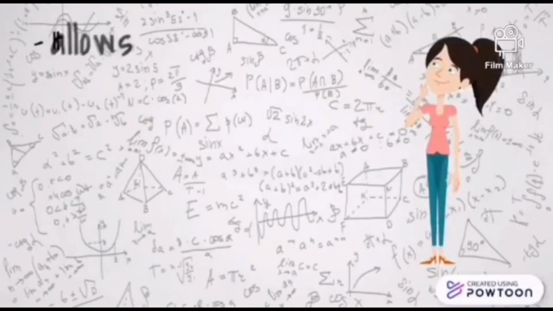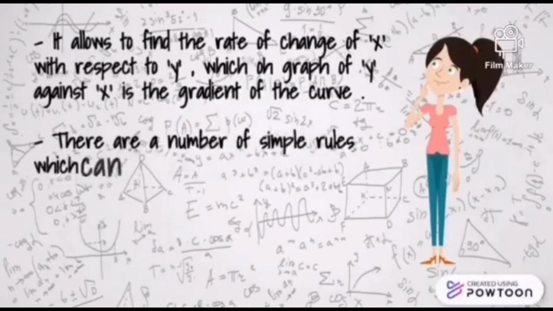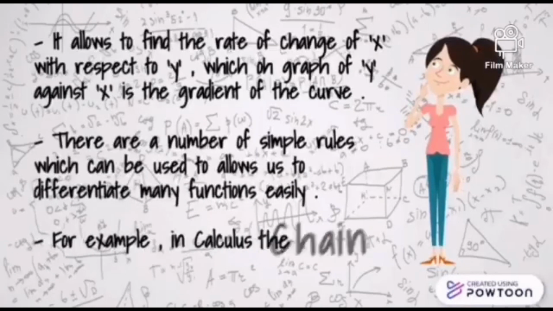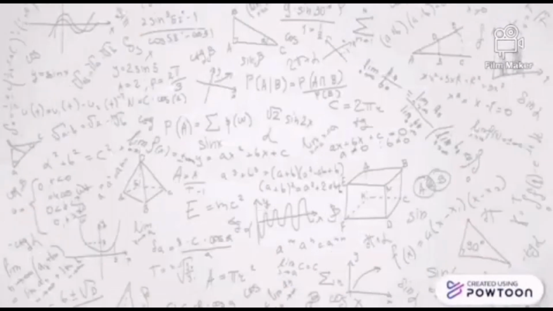Wait, Chetin. Fina will explain more about differentiation. It allows us to find the rate of change of x with respect to y, which on a graph of y against x is the gradient of the curve. There are simple rules to use to differentiate many functions easily. For example, the chain rule we use to compute the derivative of a composite function.